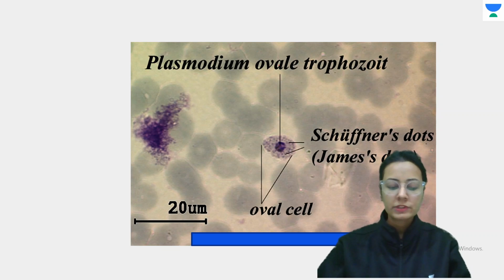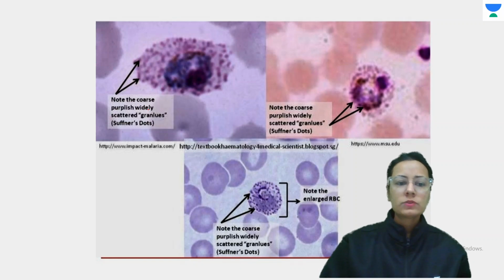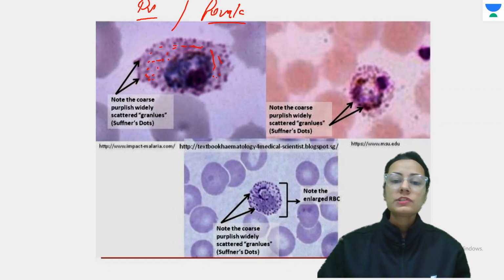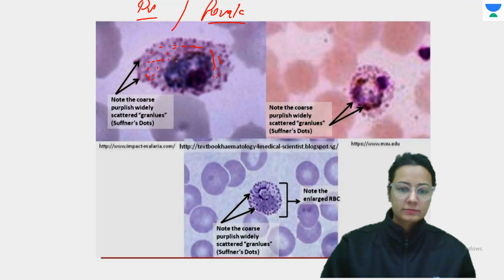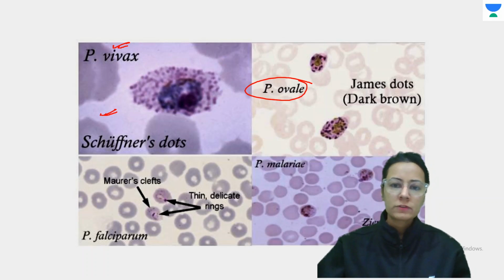Talking about Plasmodium ovale, that has James dots, and Schüffner's dots in the vivax trophozoite form. Note the coarse purple scattered granules, these are the Schüffner's dots, found in vivax, and similar to that in the ovale are the James dots. Now, this is the vivax that has Schüffner's dots. Then we have the ovale trophozoite in scattered form with dark brown James dots.